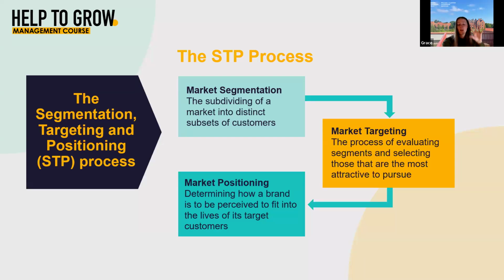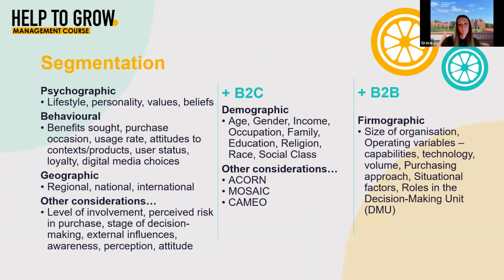So segmentation is figuring out who the potential groups might be, targeting is identifying the most attractive, and then positioning, finally, is thinking about how that brand, company, solution, or product is actually going to be targeted or communicated at your ideal consumer.